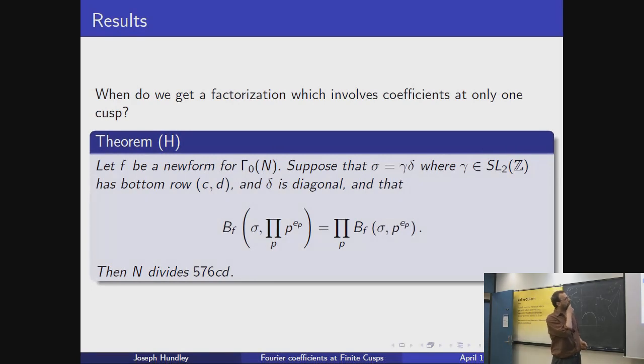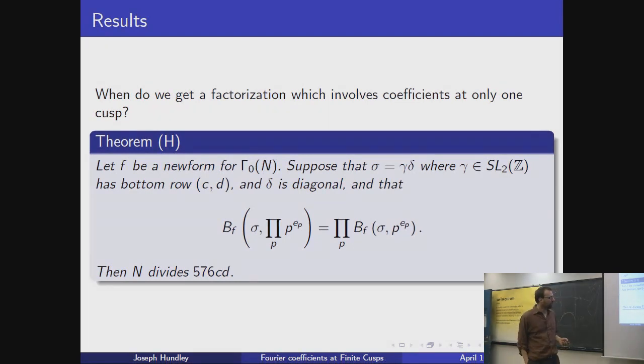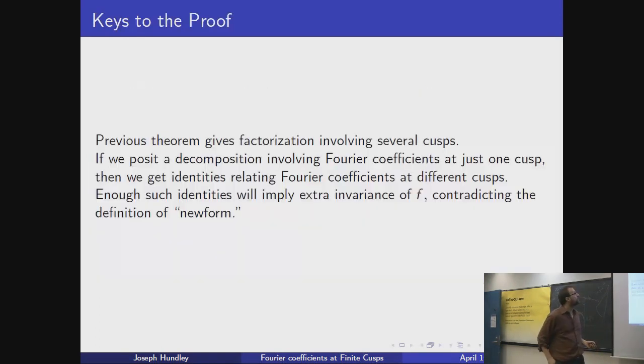And what I was able to show in this case is that if you have factorization, and I take sigma to be of a fairly simple form, an element of SL2Z, and then a diagonal matrix to normalize things down. And if my element of SL2Z that I have there has bottom row CD, then you get factorization only possibly if n divides by 376 CD. So there's some keys to the proof there.